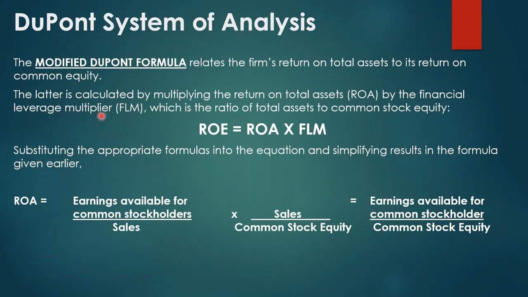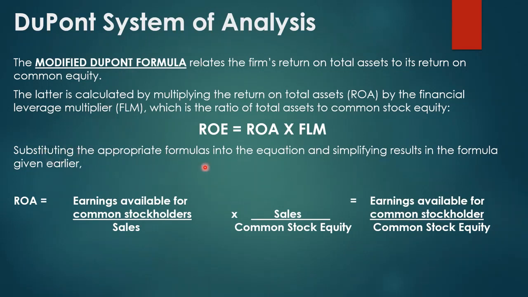Now, may modified naman. May modified DuPont formula, which relates the firm's return on total assets to its return on common equity. The latter is calculated by multiplying the return on total assets, which is ROA, by the financial leverage multiplier, which is the ratio of total assets to common stock equity. So, which is the ROE equals the ROA times the FLM. So, nakita natin kanina sa profitability ratios natin. So, a more in-depth discussion lang to si DuPont formula or si DuPont system.